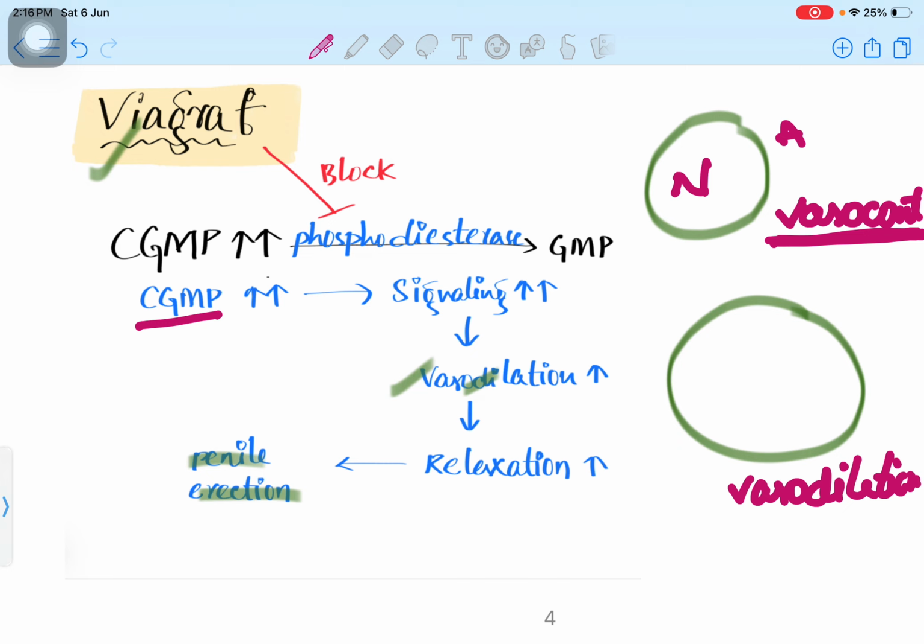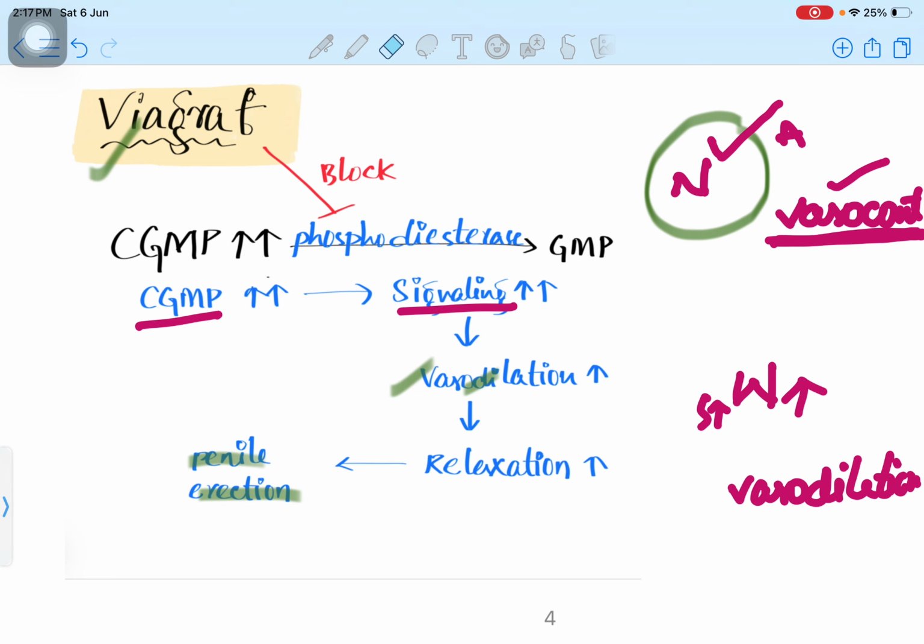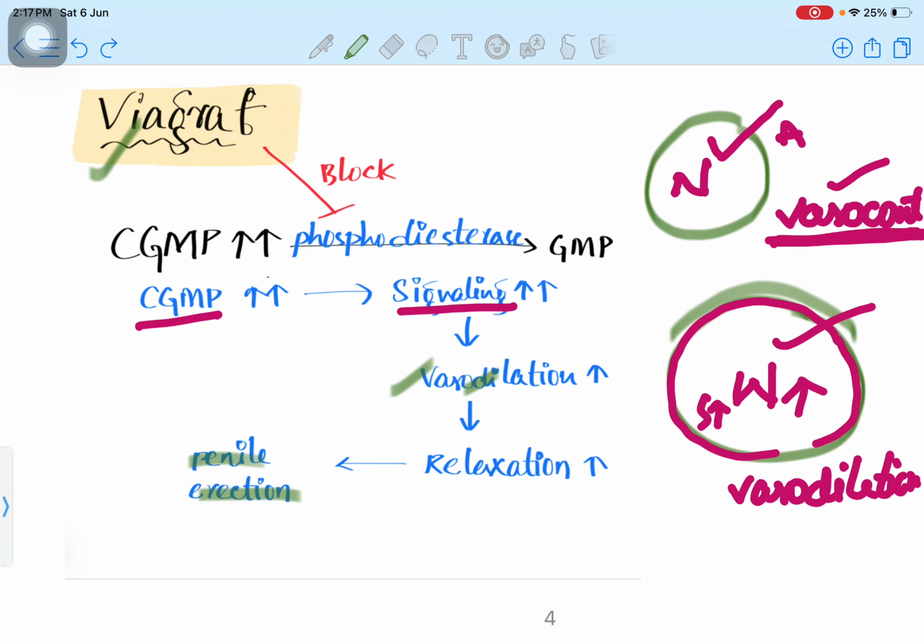But in the Viagra condition, the cGMP and signaling will change the narrow condition of vasoconstriction into the dilation process, where the arteries get wider, so the blood can flow easily and signaling can be increased. You can see this is a narrow pipe where only a few blood molecules travel, but in the wider one a huge amount of blood will travel, so the signaling will happen easily. You can also see the relaxation of the muscle.